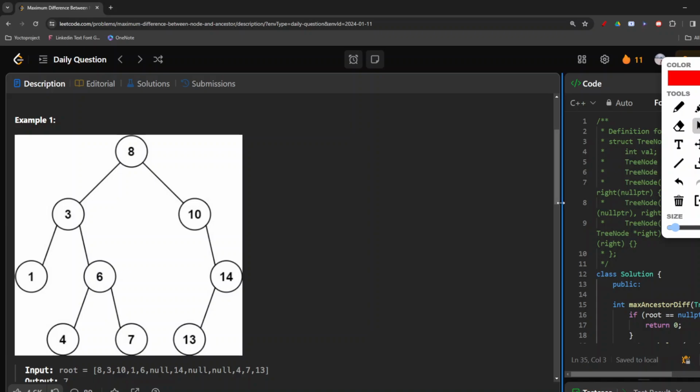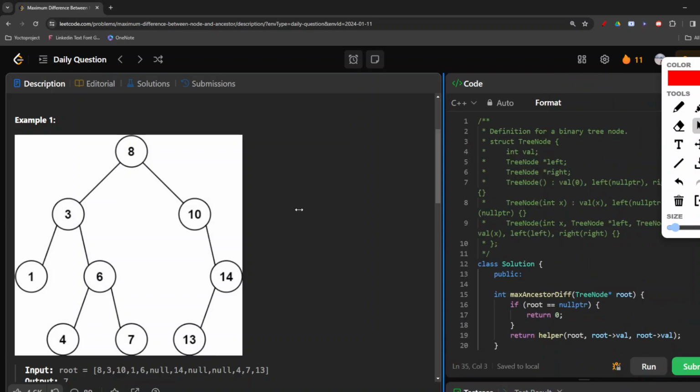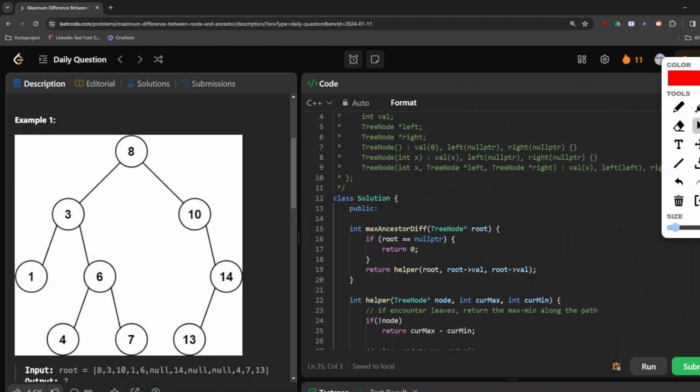So let me show you how I have written the code. Here, this is the parent function which was given. Now here what we are checking is that if root equals the null pointer, then we will directly return 0.